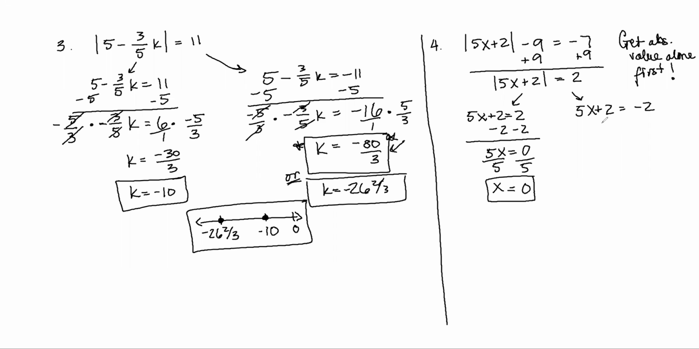And on this other one, let's subtract 2 again. We get 5x equals negative 4. Divide both sides by 5, and this one, there's no reducing, and 5 doesn't go into 4, so I'm just going to leave it as a fraction. So negative 4/5.